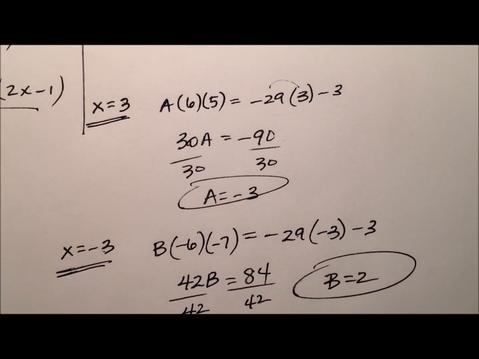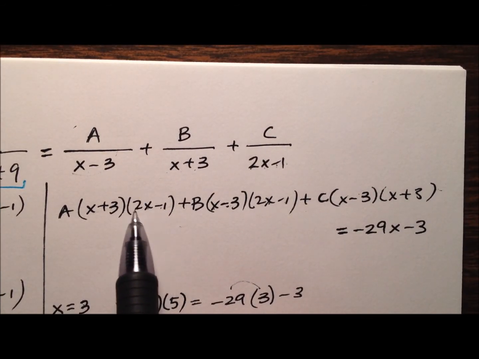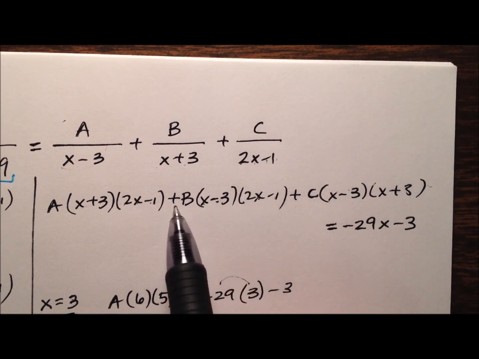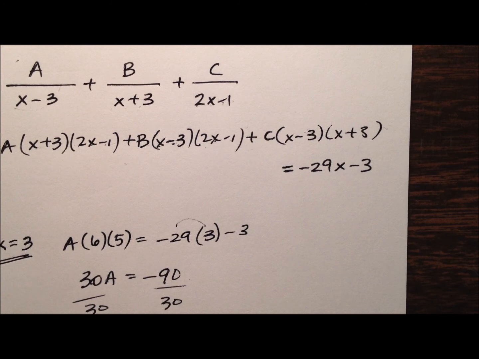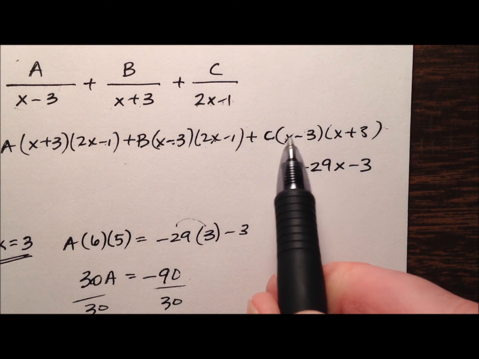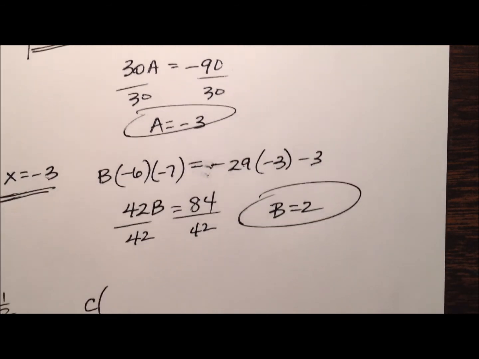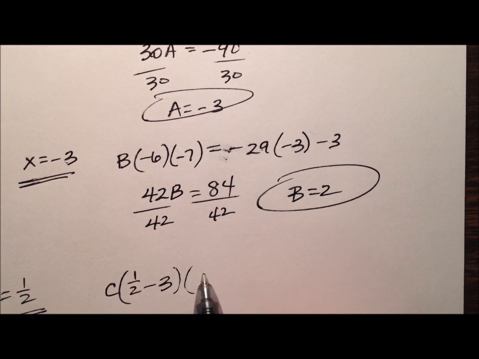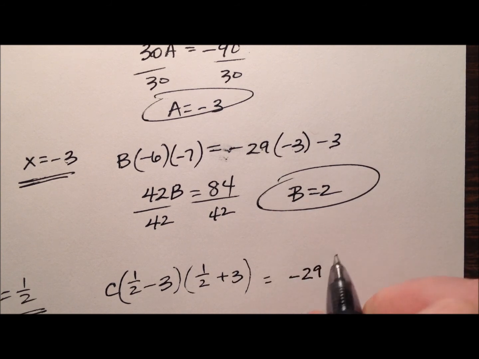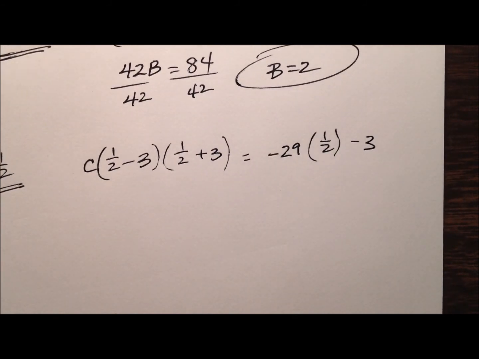Okay, so let's work the whole thing now. So when I plug 1/2 in here, the a's cancel because of that 0. When I plug 1/2 here, the b cancels, because that's 0. So the only other one I have is c times, okay, 1/2 minus 3 and 1/2 plus 3. Okay, so I'll kind of show my work here. So it's 1/2 minus 3 and 1/2 plus 3, and that's going to equal negative 29 times a half minus 3. Okay, so I got some fraction business here to do.